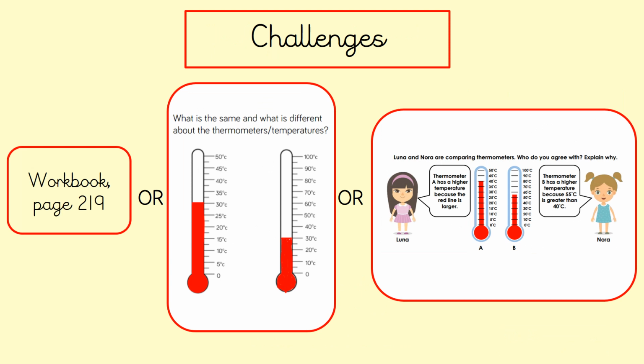We've got 3 challenges today. You can continue on in your workbook and do page 219. That one asks you to read some thermometers, but also compare them. This challenge asks you to look at these 2 different thermometers and write down 1 thing that is the same about them and 1 thing that is different. Or you could do this challenge, which has Luna and Nora. They're both looking at 2 thermometers as well. Each of them says what they think is a correct statement about them. You have to choose who you agree with and explain why.